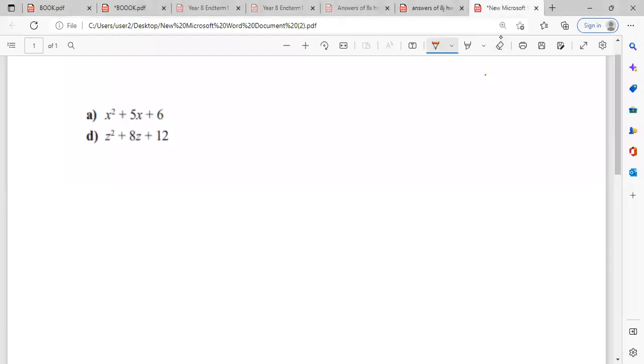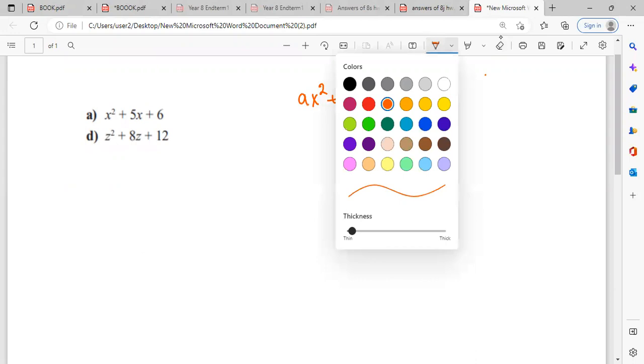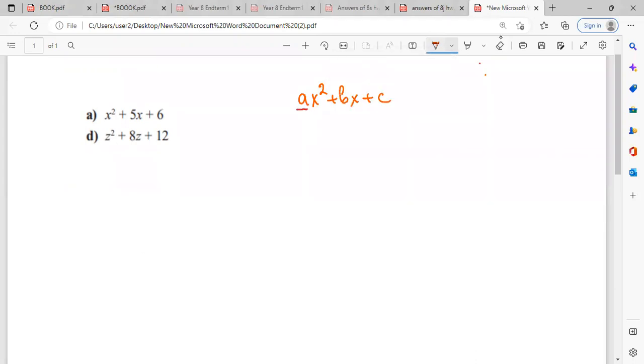Dear students, today I'm going to show you how we can factorize a quadratic expression. First of all, we should know the general formula of a quadratic expression: ax squared plus bx plus c. Here a, b, and c are the coefficients of the general formula of a quadratic expression.